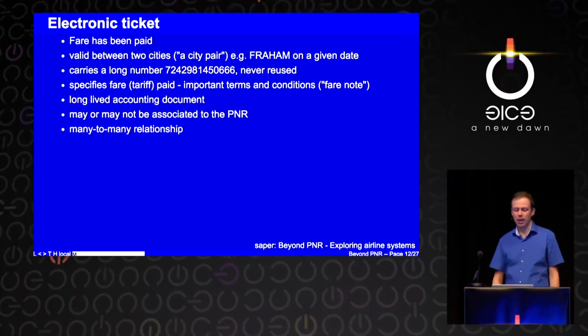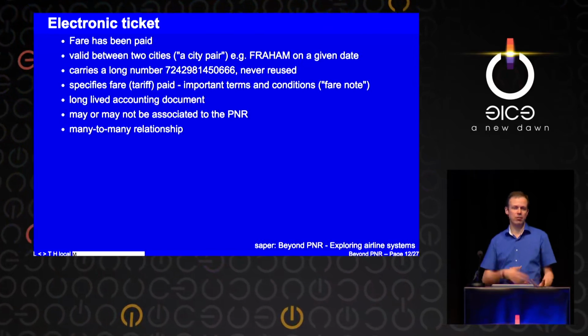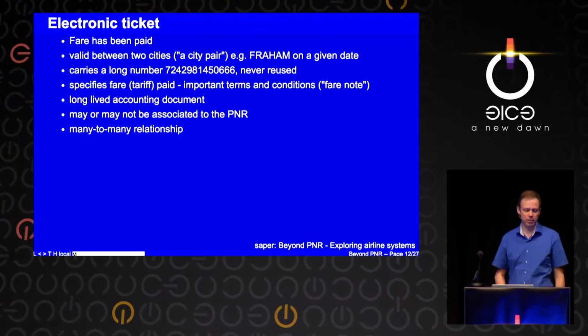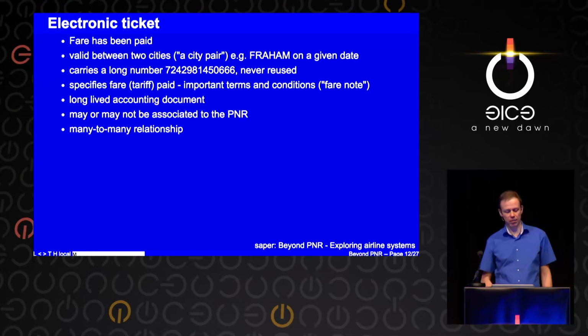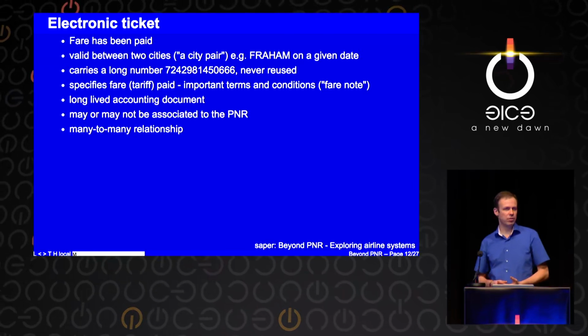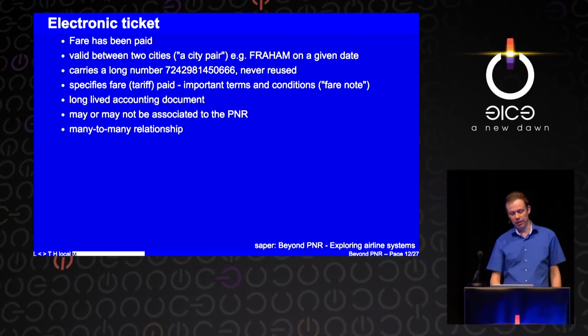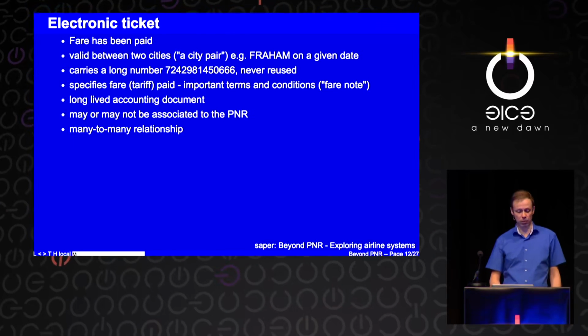So an electronic ticket may or may not be associated with the PNR. The typical sequence is you create a reservation, first you sell the ticket, and then everything is combined. But it's also a many-to-many relationship. You can have multiple tickets for one journey, for example, or you can have multiple reservations for one ticket.